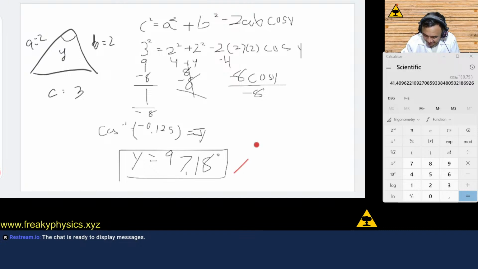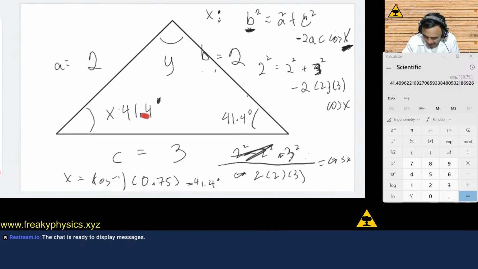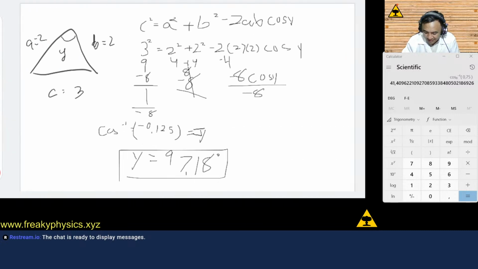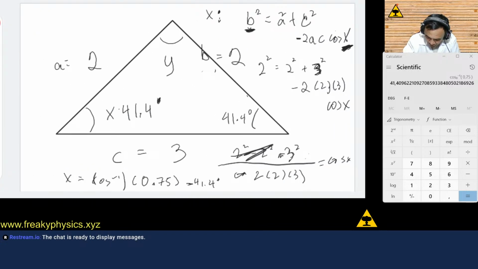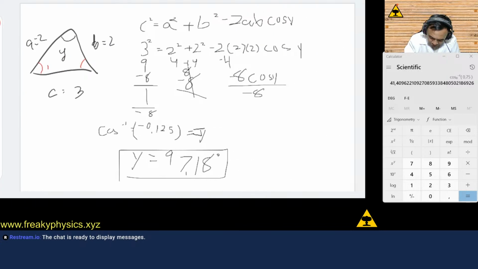Does that make sense though? Because remember, our angles earlier were 41.4. Should we add them all together then? Let's just check. So to check, this is 97, this is going to be 41.4 and 41.4. Let's round that off to 97.2. Do those add up to 180 degrees, just to check?